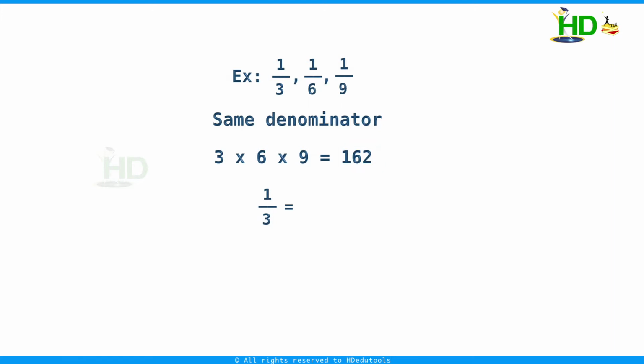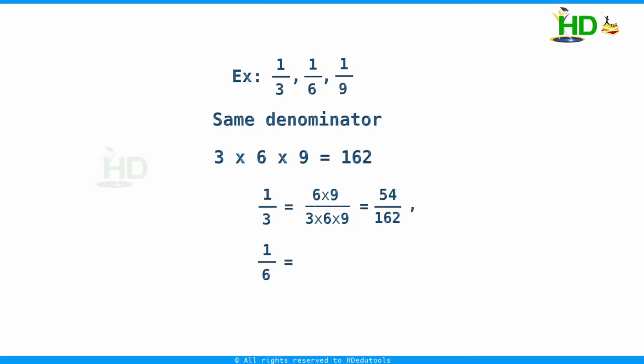For this, we multiply the denominator 3 with 6 into 9. And also we multiply the numerator with 6 into 9 so that the value of the fraction should not change. Now this will become 6 into 9 divided by 3 into 6 into 9. That is 54 divided by 162. Now consider another fraction 1 by 6. Now here the denominator is 6. We make the 6 as 162. For this we multiply 6 with 3 into 9.